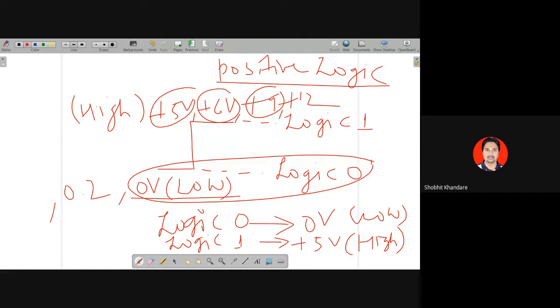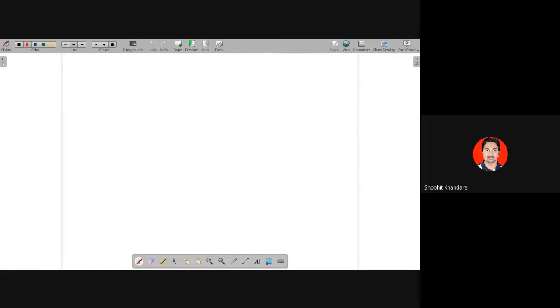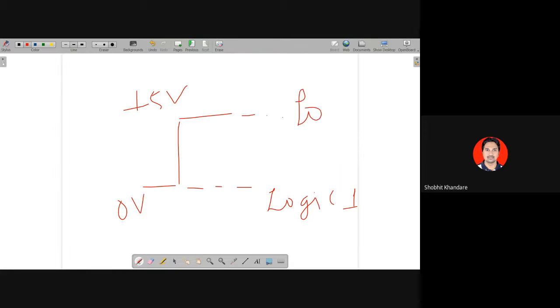Now what happens in negative logic? It is the opposite. How is it opposite? You have 0 volt, so this is 0 volt, and here you have plus 5 volt. But here it is reversed: logic 1 represents 0 volt, and logic 0 represents plus 5 volt. So this is a case of negative logic.